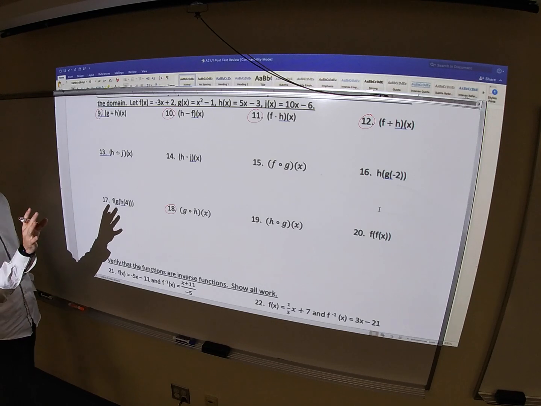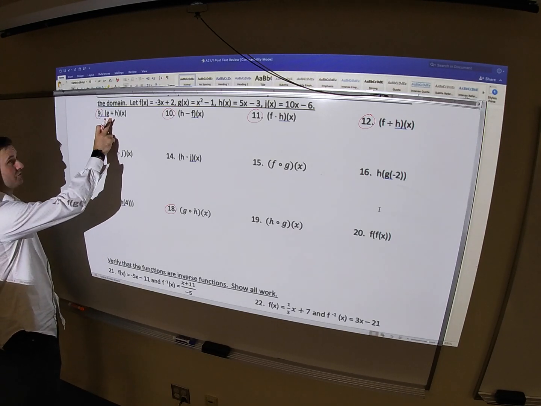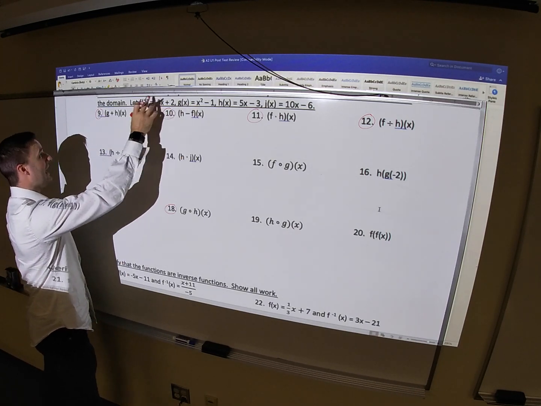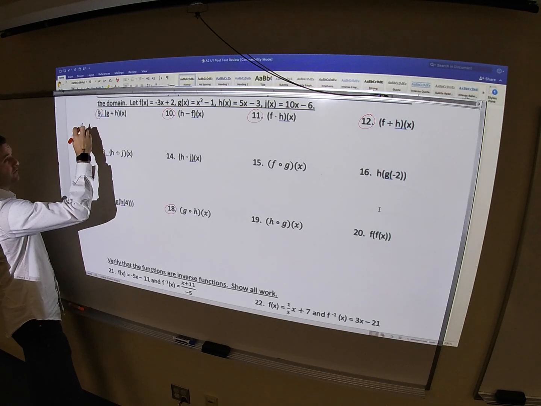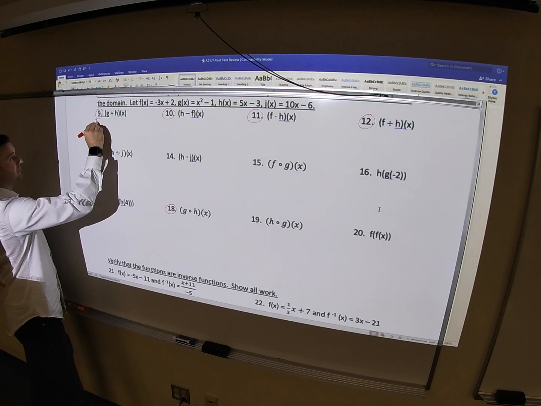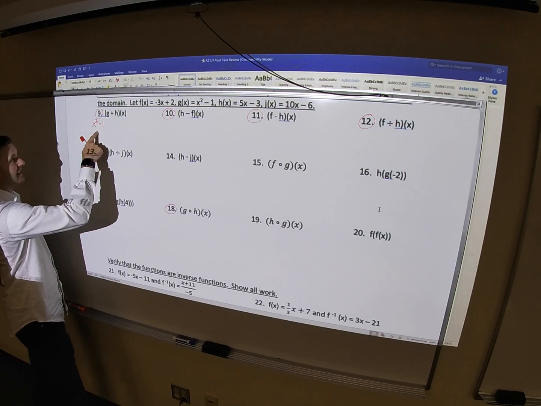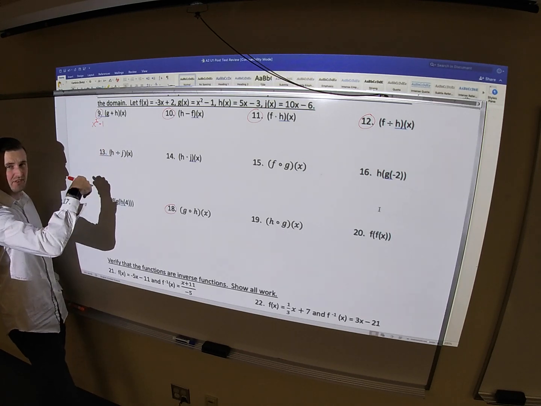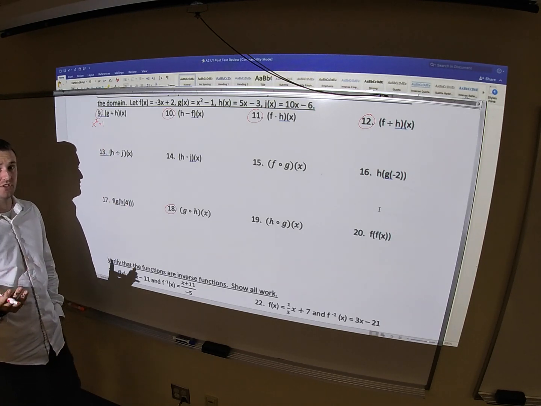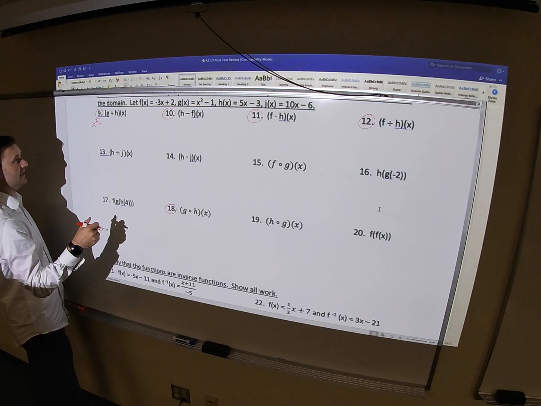All right, number 9, we're just adding. So we're going to take g of x and add that to h of x. So g of x is x squared minus 1. On my key, I didn't put in parentheses. If you want to put them in parentheses, you can. Remember, my key is posted in Google Classroom if you'd like to see that.